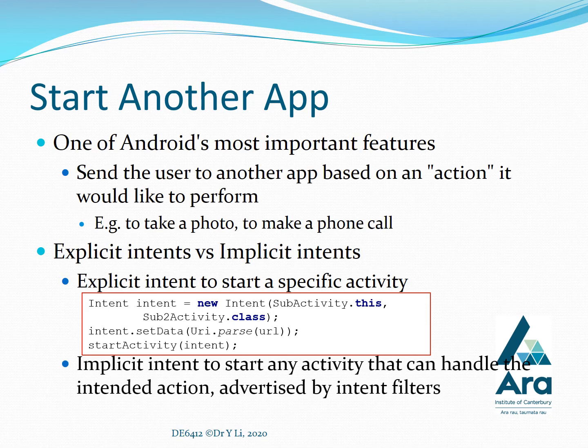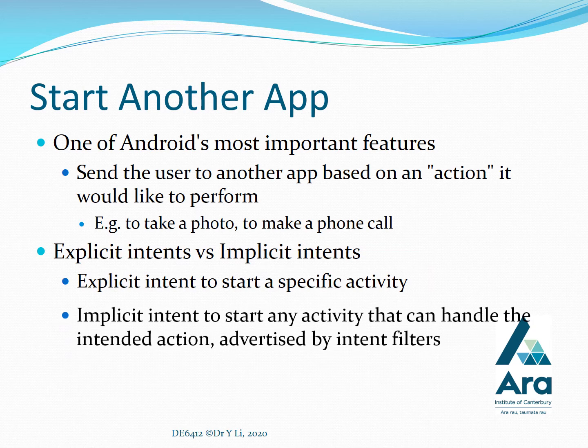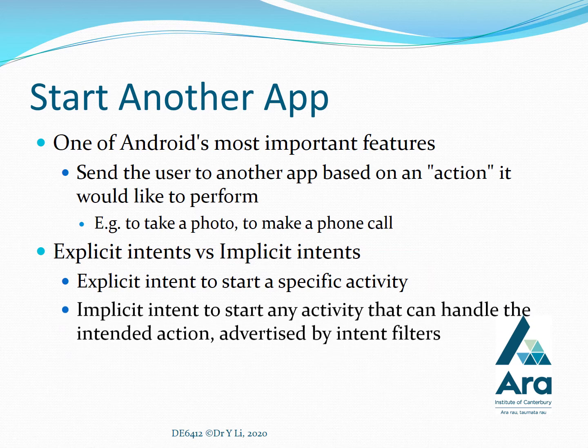The second type of intents are implicit intents, which don't specify the target component, but specify the action the component would take. We use an implicit intent to start another app. Those apps in the device which have an intent filter to fulfill this action would take the action.